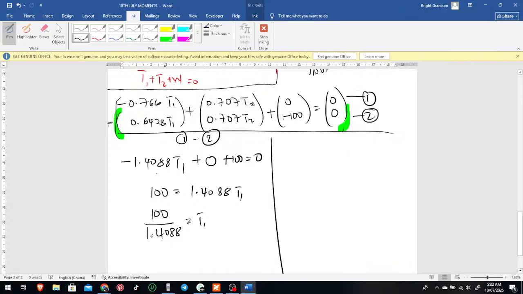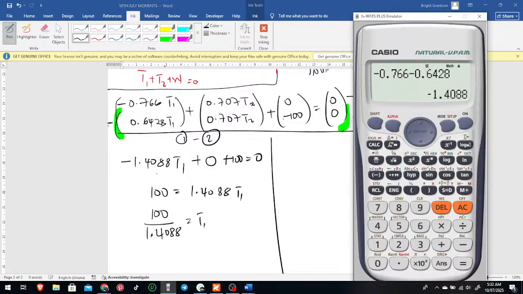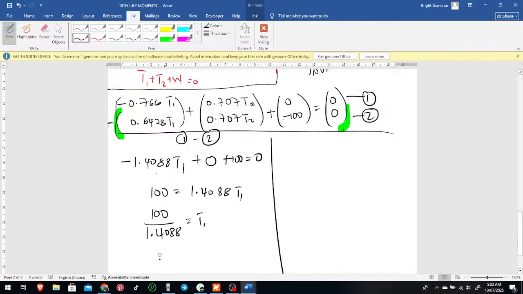Divide this by 100, what will you get? 0.014288. Okay. 100 over 1.4088 is 70.9. Yeah, 70.98. But that's not what the book had. The book had 64.3.